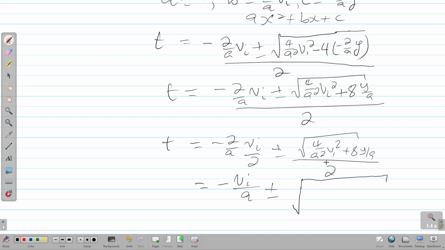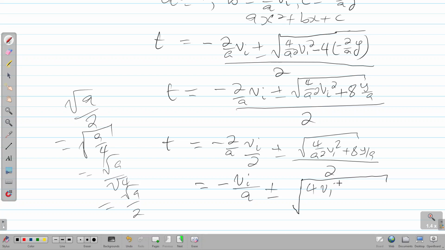All right, so that's a trick. So basically, if I have a square root of a over 2, that's the same as the square root of a over 4, since by the rules you just say square root a over square root 4, which gives you the square root a over 2. So that's what we can do here as well. So I can have 4 v initial squared over a squared, and then I can take the 4 inside, plus 8 over 4 y over a.